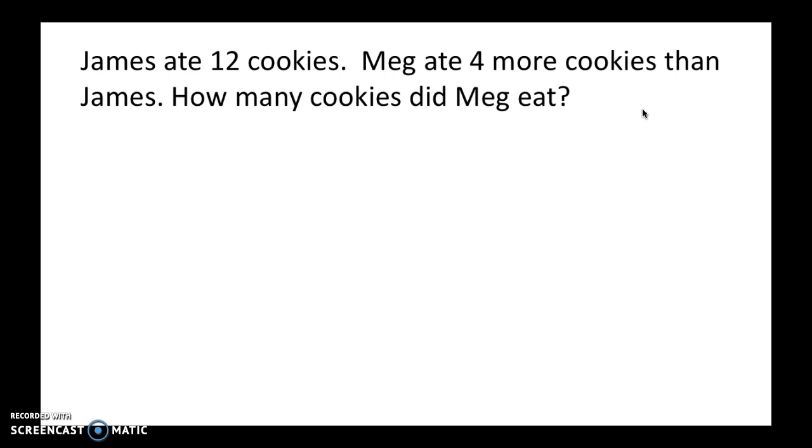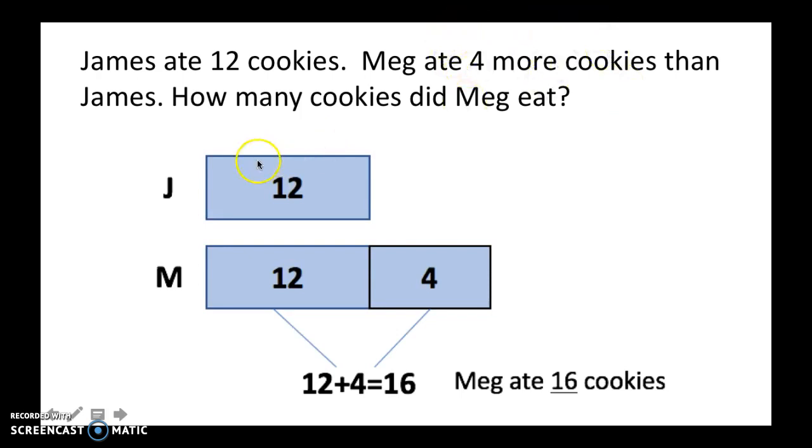Okay? So does your whiteboard look like this? Did you show me that James ate 12 cookies, and Meg ate 4 more cookies than James? So she had to eat 12 plus 4 more. Did you find out that Meg ate 16 cookies? You're so smart. Alright, go ahead and cap your marker, and we're going to do another one together.